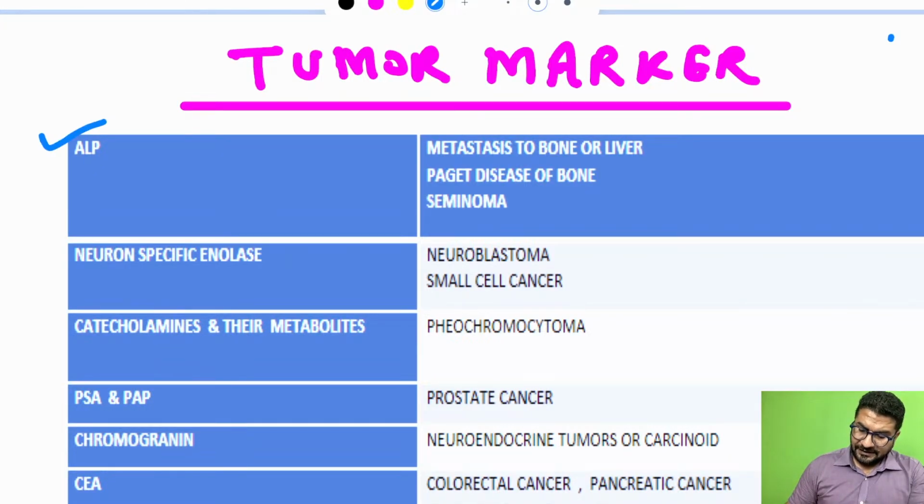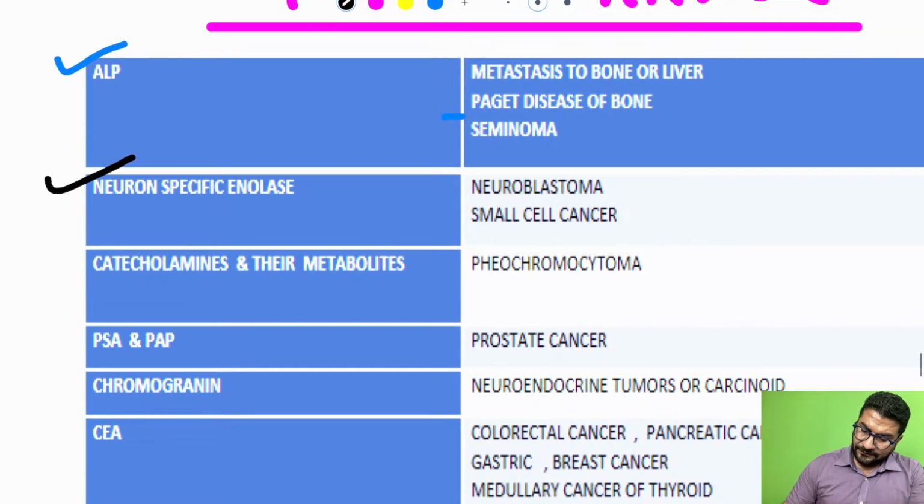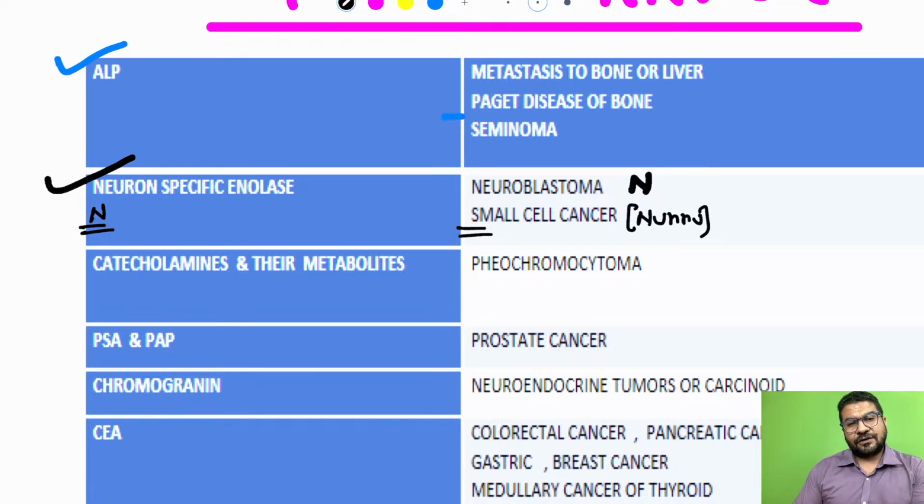ALP you will see in Paget disease of bone. Then you can see NSE, neuron specific enolase. It is for neuroblastoma. So N for N, this you will remember. N for N. Small cell, small is also called nunnu, so this will also be remembered. Small cell lung cancer and non-small cell lung cancer.